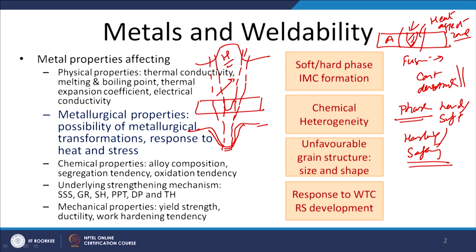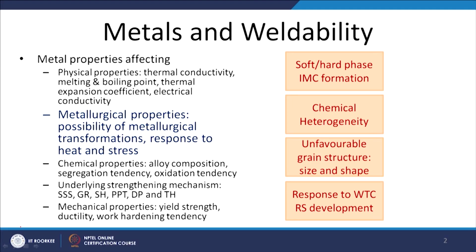So, as per the kind of the metallurgical transformation or the kind of phases which are being formed, these will lead to the hardening or the softening, and accordingly under the external load, if the softening is taking place, it is the weld metal which will fail, and if hardening is taking place, it is the base metal which will fail, or the fracture will occur from the base metal. So, this is one of the aspects related with the kind of the phase transformation which is taking place.